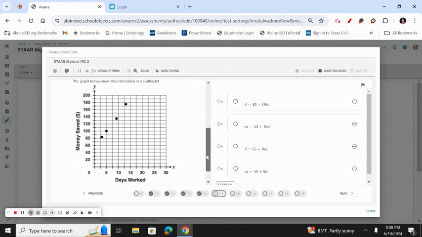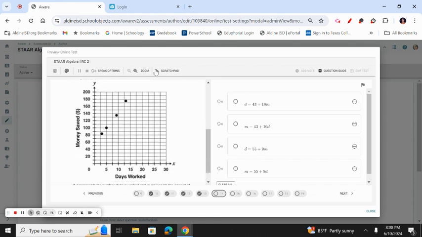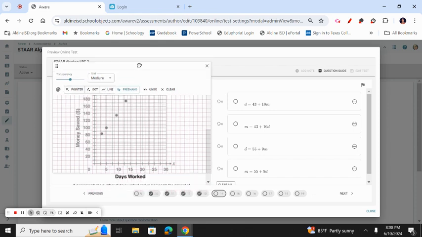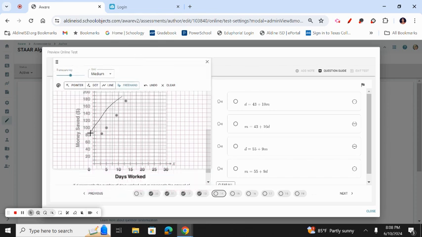The scatter plot is below, and it wants us to figure out what the equation would be. It looks like it's close to 60, and then it's going up. So I would pick the ones that are closer to it, these two dots.